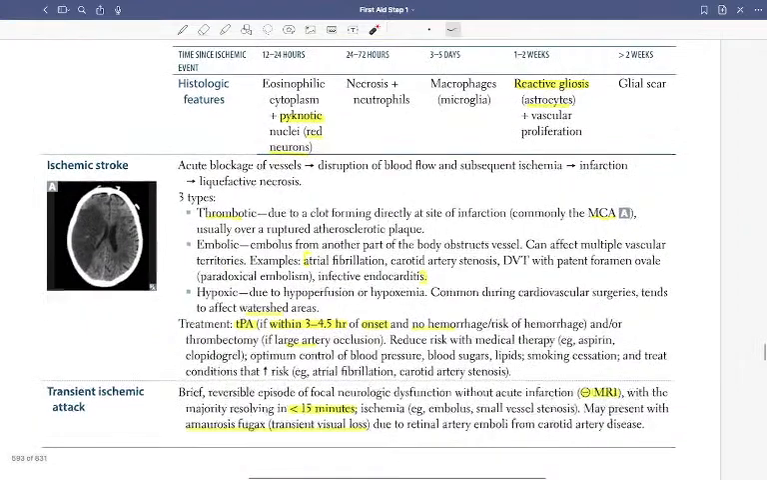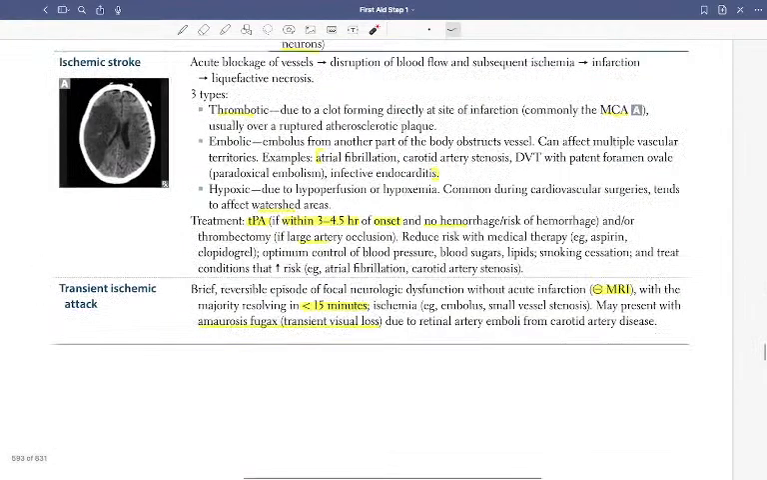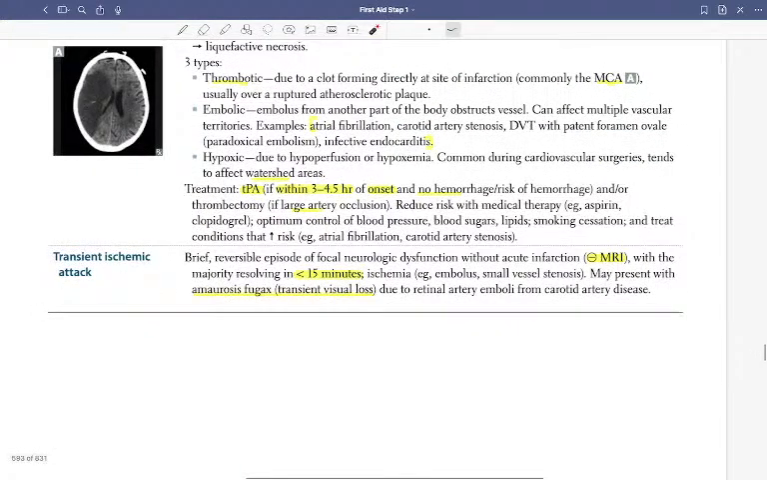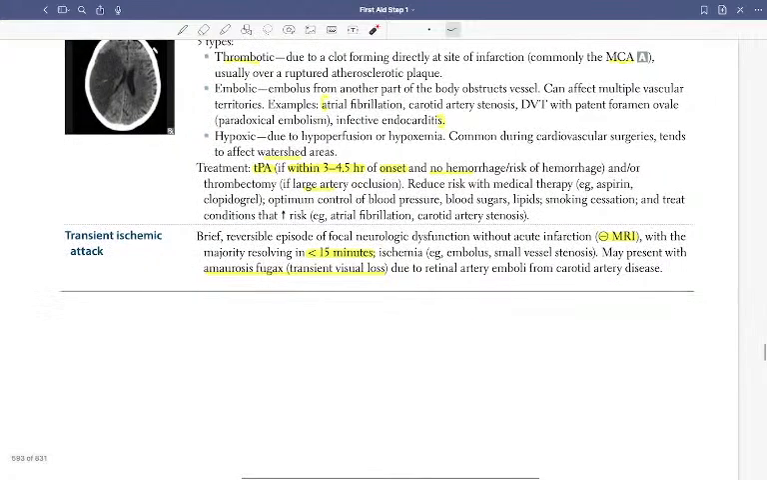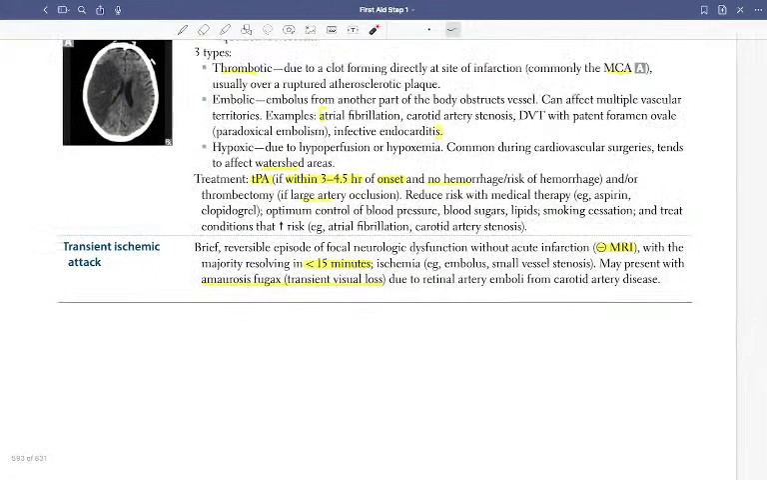Next, obviously, blockage. You have liquefactive necrosis, and there are types: thrombotic and embolic. Whenever there is atrial fibrillation, that also can lead to it. Atrial fibrillation can go to your eyes also, and it can come to your brain also. So both. Embolic is obviously obstructing the vessels, so that is important.